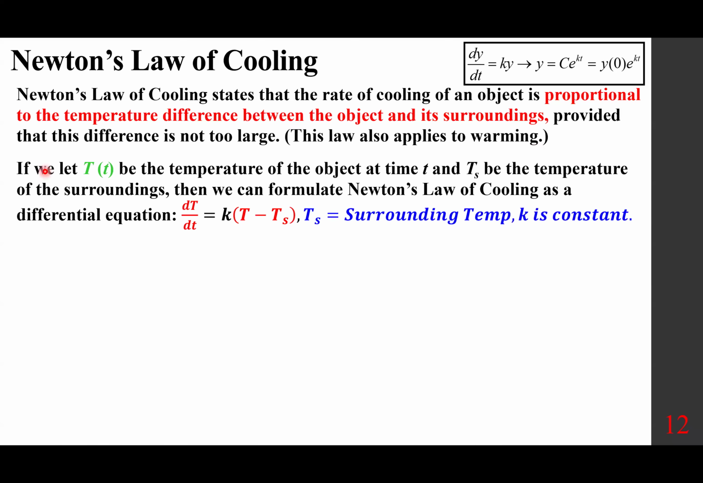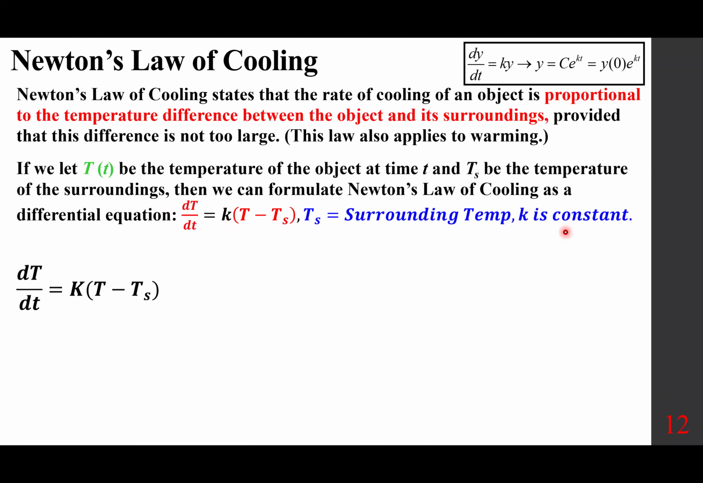So if we let capital T of t be the temperature of the object at time lowercase t, and T sub S be the temperature of the surrounding, then we can formulate Newton's law of cooling as a differential equation. dT/dt is k times T minus T sub S. T sub S is the surrounding temperature. k is constant. So let's look at this and see what happens here.